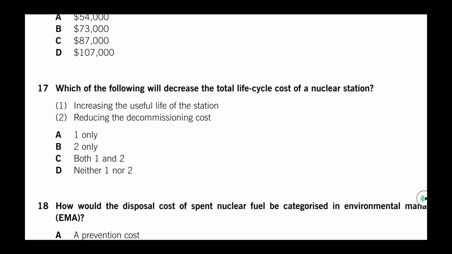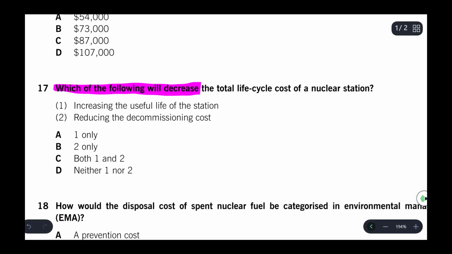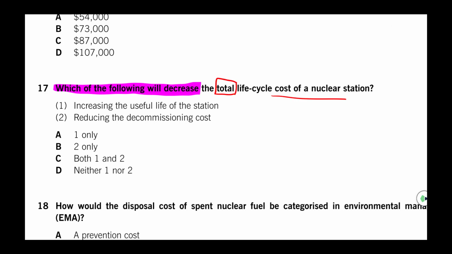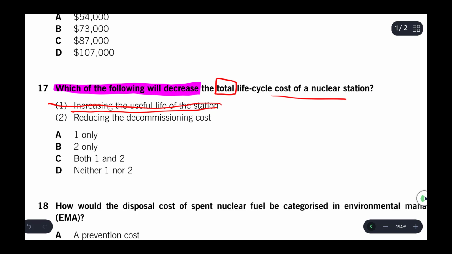Let's do 17 together. Which of the following will decrease the total life cycle cost of the nuclear power station? Not the unit, but the total. If we increase the useful life of the station, that means we're adding more years to its operation. We're going to increase the operational costs. Every year we have operating costs. So 1, it's not going to decrease the total cost.